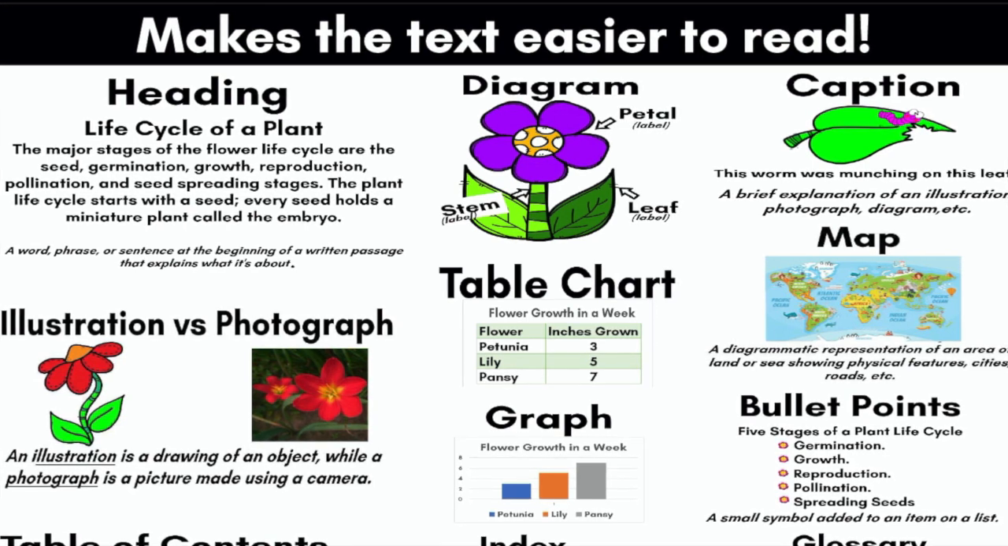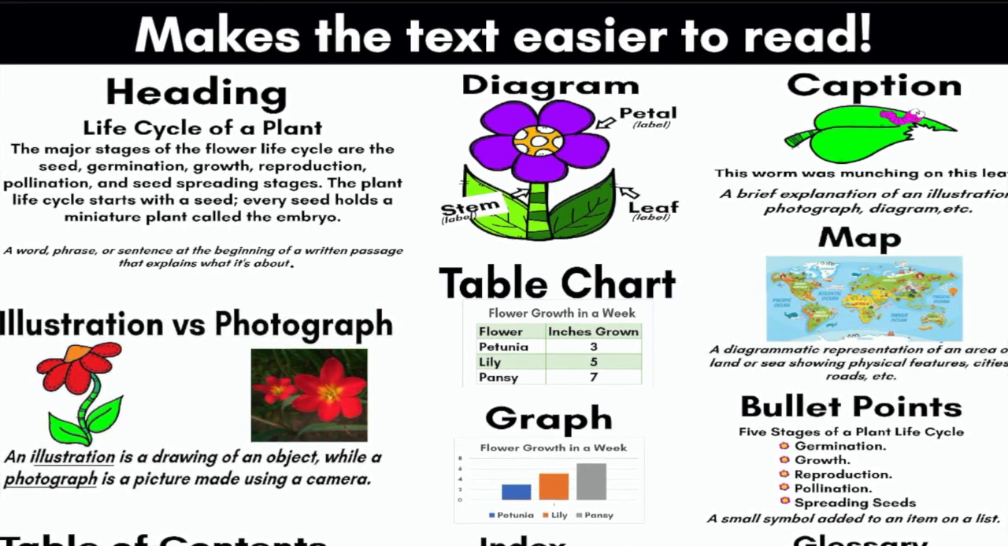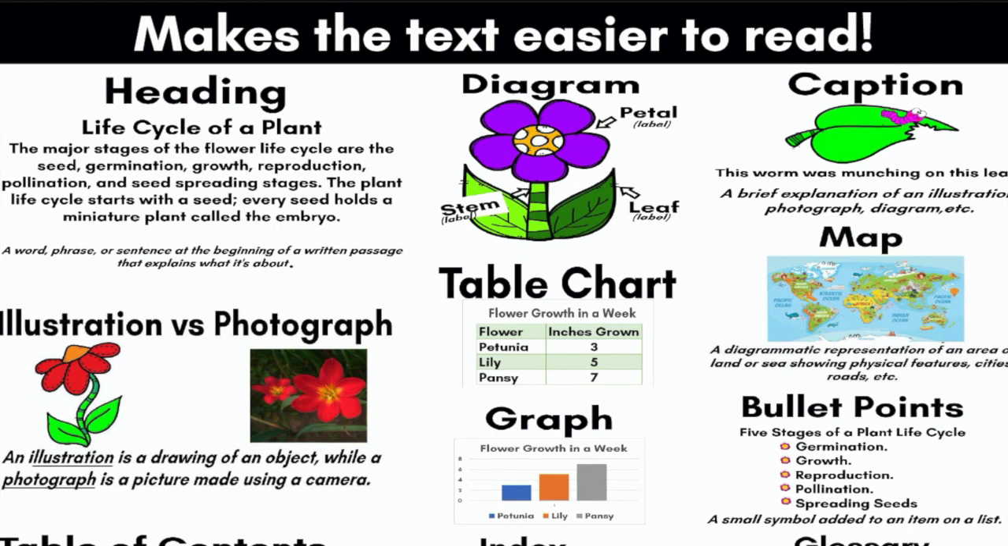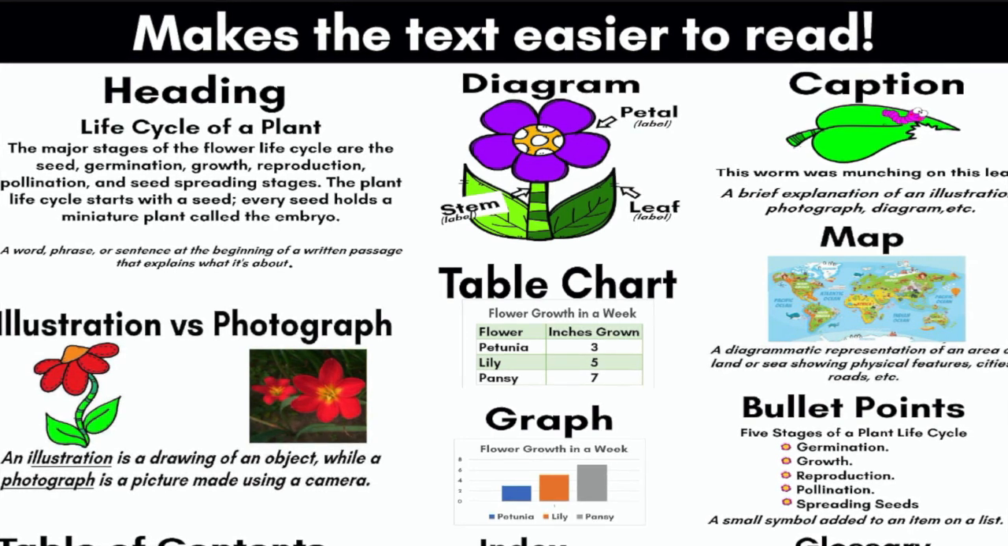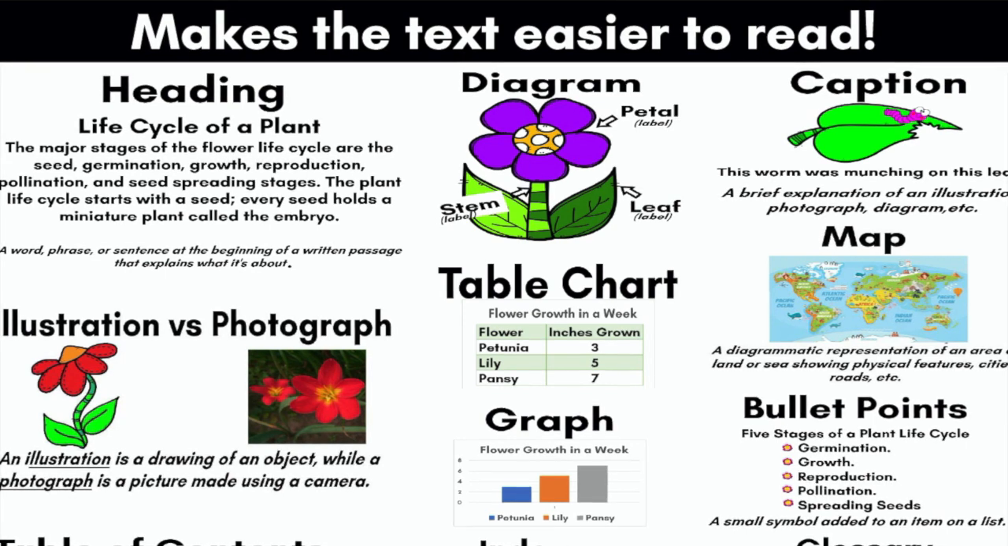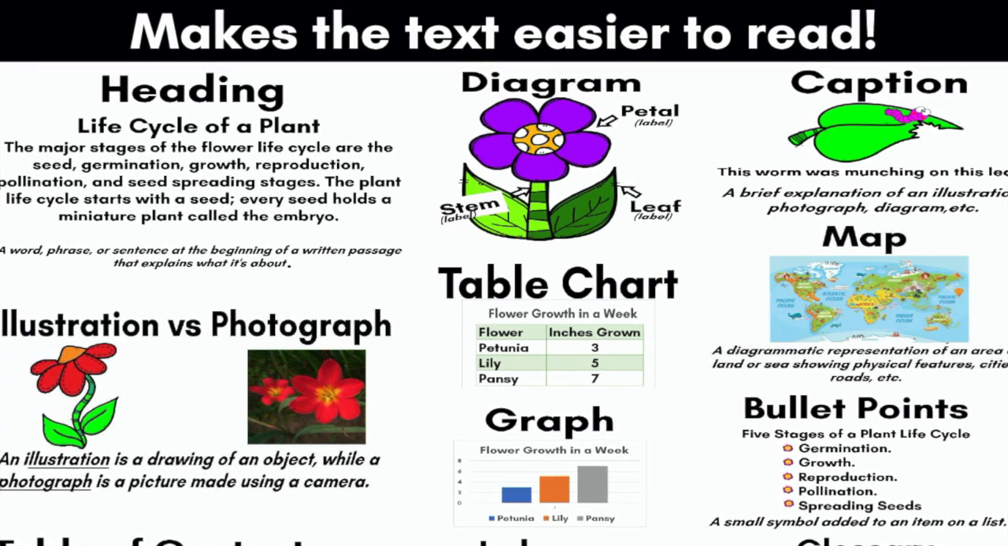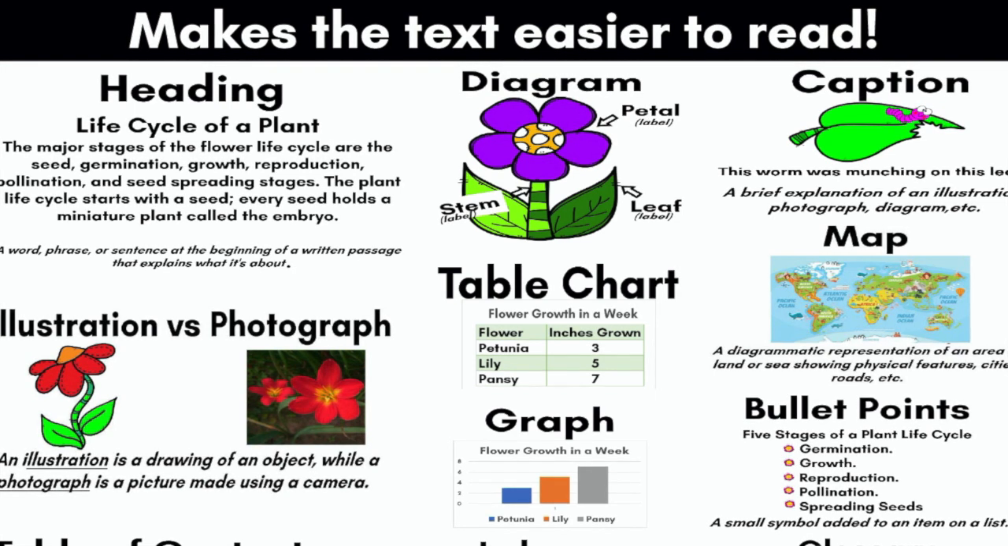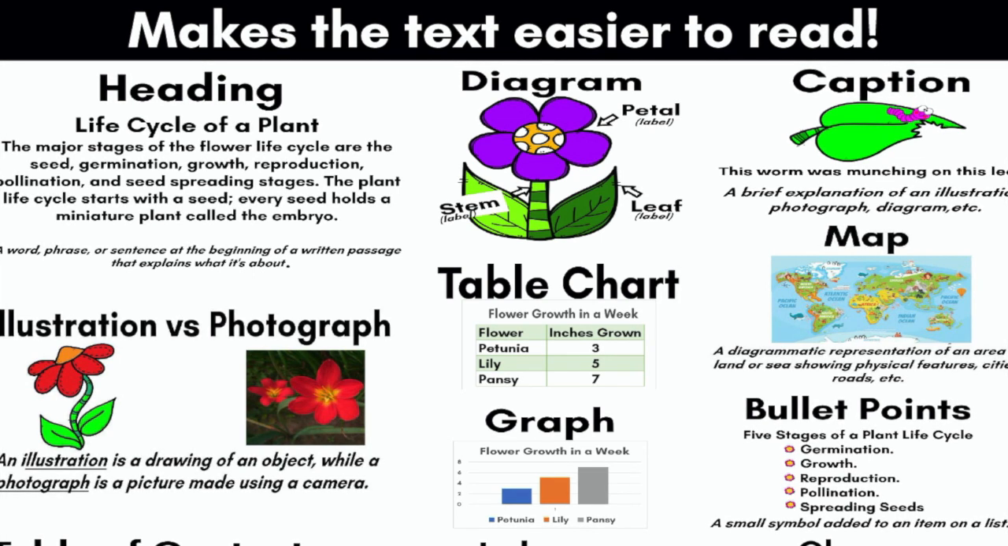A map is a diagrammatic representation of an area of land or sea, showing physical features, cities, roads, etc. Bullet points are little small symbols added to an item on a list. And a glossary is an alphabetical list of words with a brief explanation.